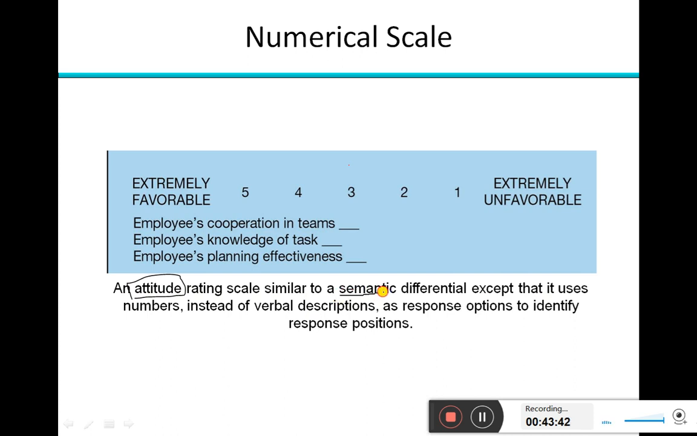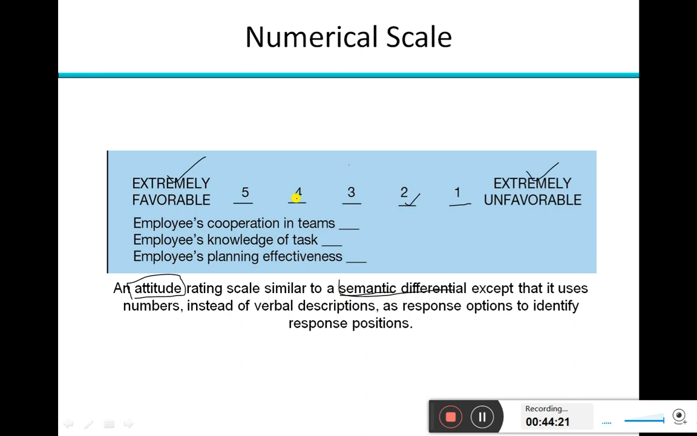In the semantic differential scale we have a dash between two attributes, like extremely favorable, which is one attribute, and extremely unfavorable, which is another attribute. Between the two extremes of the attributes we only have to pick a dash. So that is known as the semantic differential scale. But the semantic differential scale doesn't use numbers.